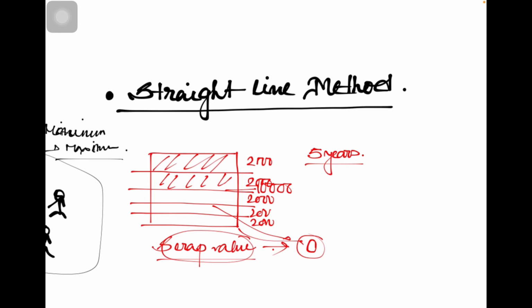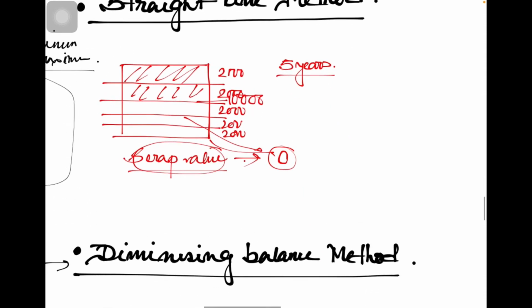This is the motto of the straight line method. In the straight line method, we always charge the depreciation on the original cost of the machine.